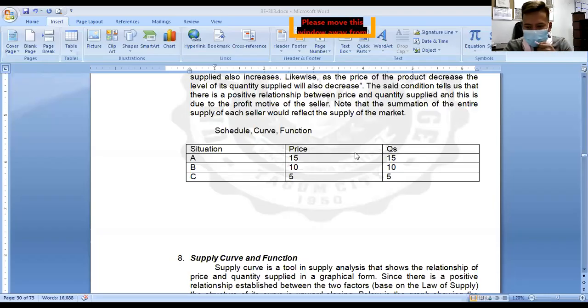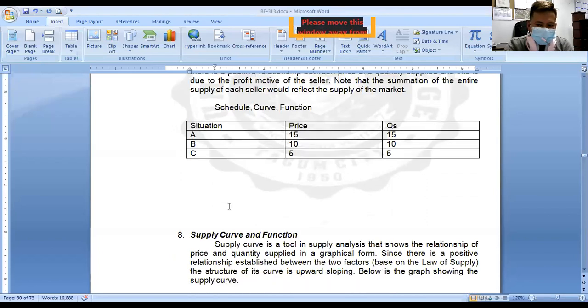Okay, so good morning class once again. Let's continue our discussion. Let's have now the supply curve. So the supply curve, if we are going to draw this one.